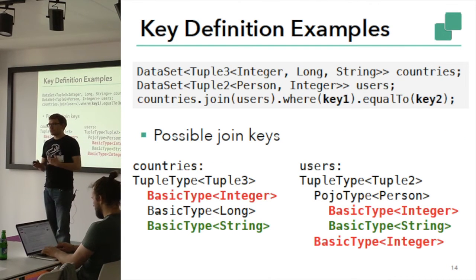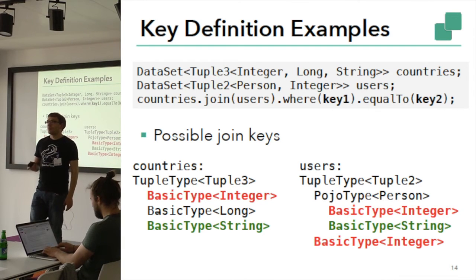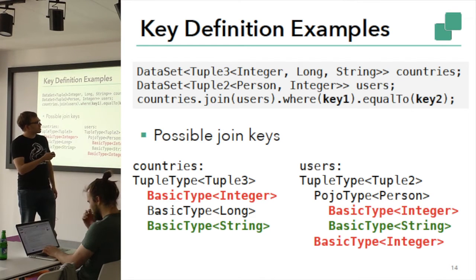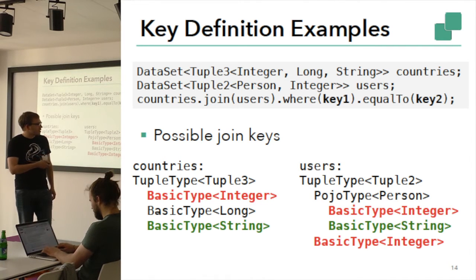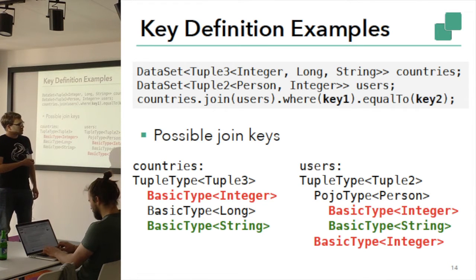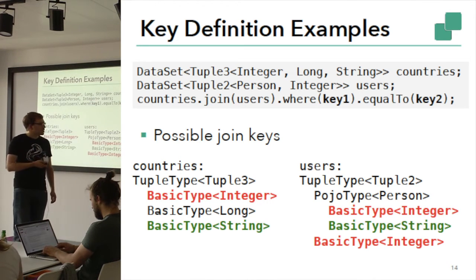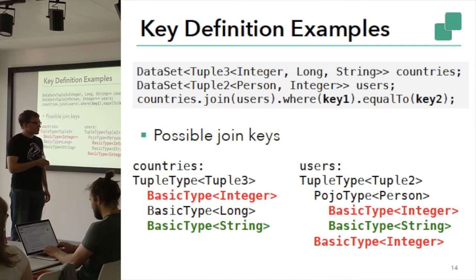So now I'm going to some examples of how to specify keys. We're doing that by referring to an example where we want to join two data sets, namely a data set countries and a data set users, and we want to join those on a key 1 and a key 2. If you look at both types, the countries are a tuple 3 of int, long, string, and the users are a tuple 2 of a POJO type person, which is an integer and a string, and the second field of the tuple 2 is the integer.